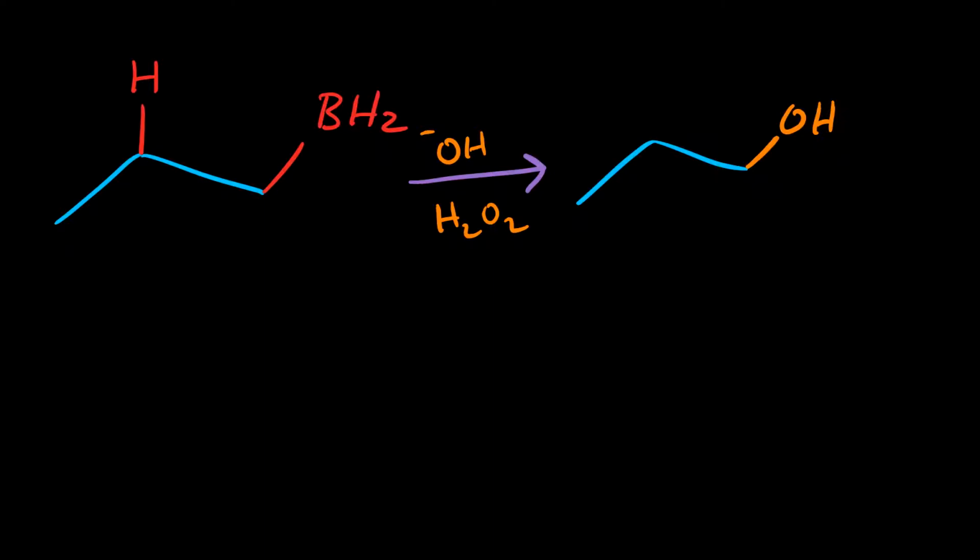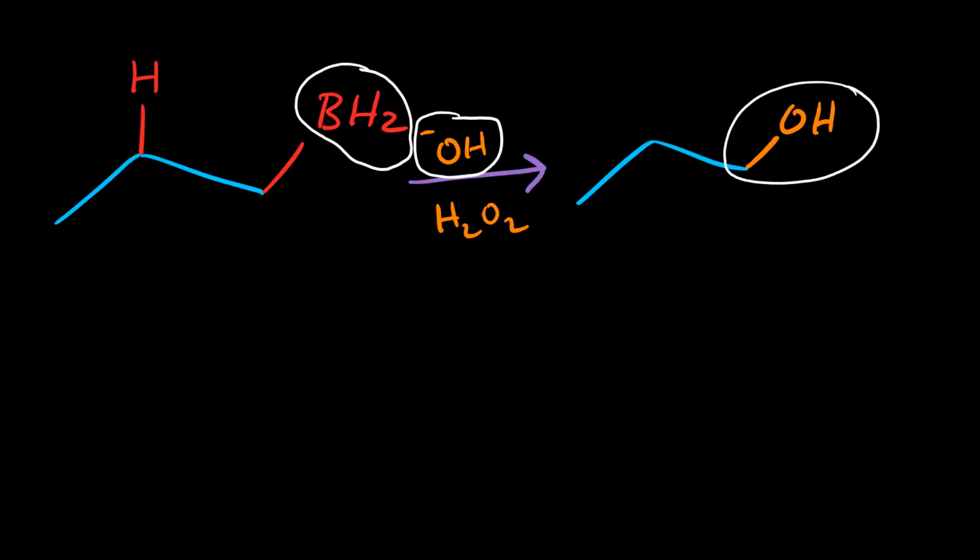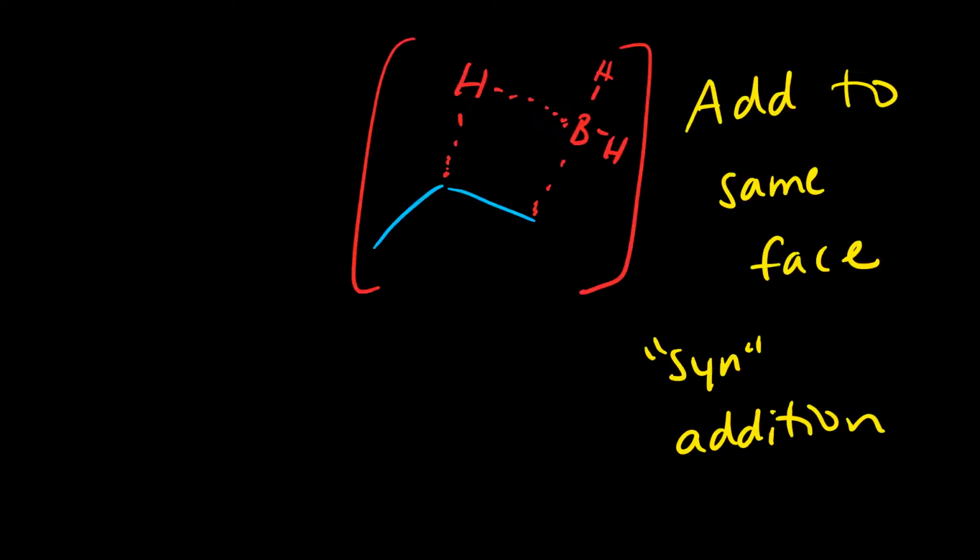And we're not going to look at the stepwise mechanism of the second part, the oxidation step, but what happens is wherever the boron is, you're going to get a hydroxyl group that substitutes for that. So since it's on the less substituted side of the alkene, that's where your hydroxyl group is going to go.